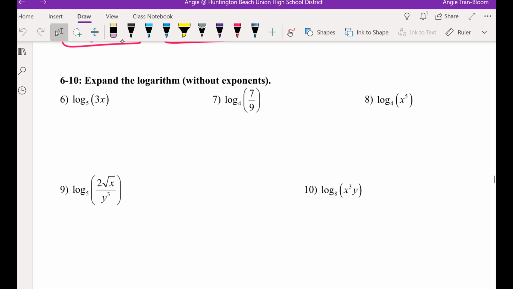Perfect. Example 6. Log base 5 of 3 times x. What do you think, Carly? How would we start expanding this? Rewrite it. How do we rewrite it? We're expanding, right? What do you mean by expanding? No, we're not solving. We're not evaluating. Expand means what? That's simplifying. Make it what? Bigger. More logs, right?